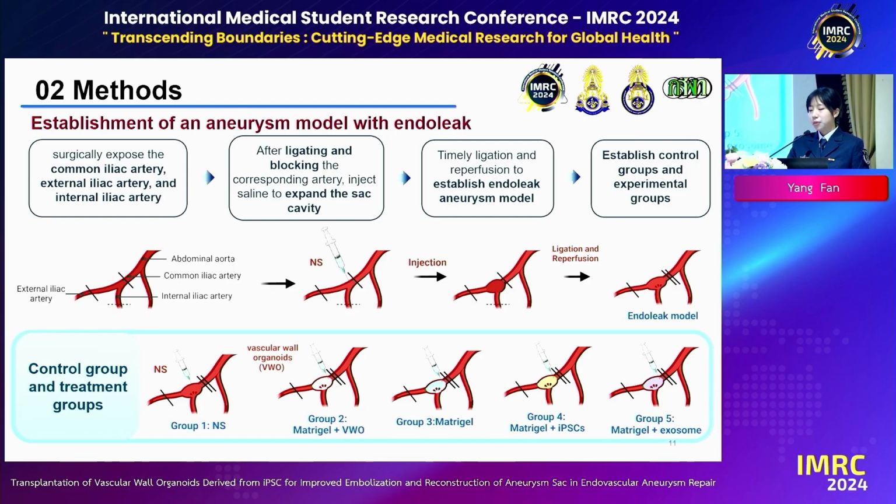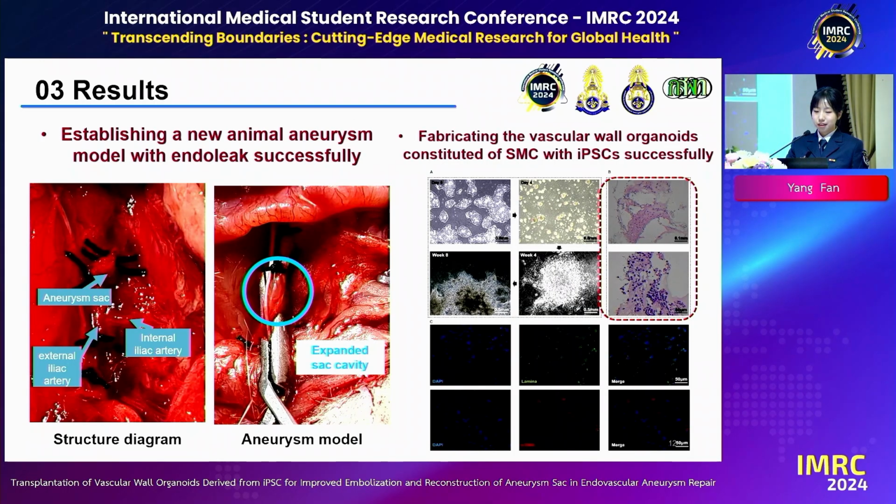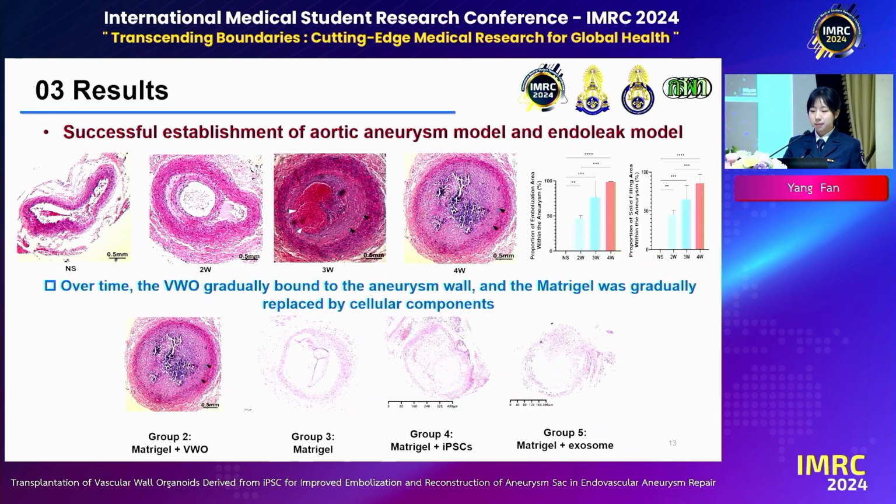For modeling, we utilized the natural branching of the common internal and external iliac arteries and developed an endoleak aneurysm model, and then injected the VWO, Matrigel, iPSCs, exosomes, etc. into the sac, and divided the control groups into 5 ones. Pictures on the left are taken during our experiment, while the right ones show the successful construction of VWO, which is mainly constituted of SMC.